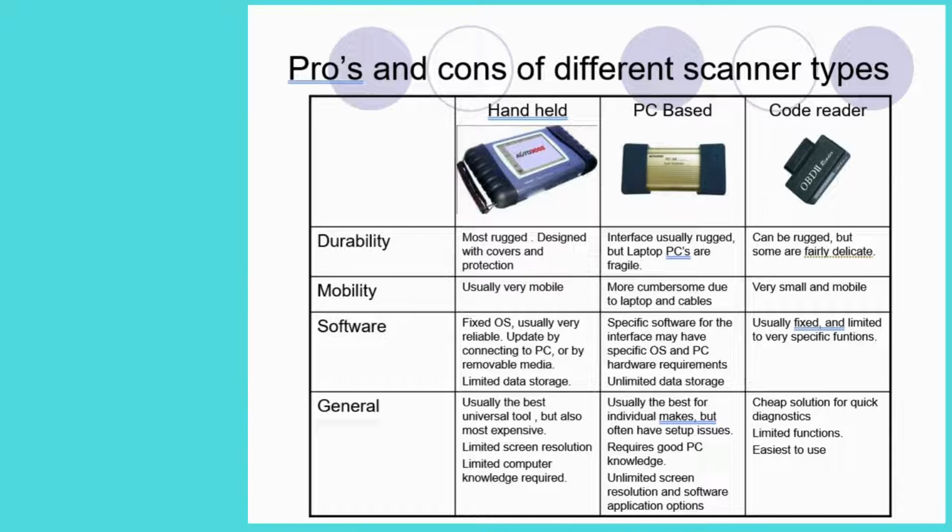In general, the handheld is the best universal tool, but is also the most expensive. It has limited screen resolution, but requires limited computer knowledge to operate. The PC-based setup is usually the best for individual makes, but often has setup issues. It requires good PC knowledge. It has unlimited screen resolution and software application options. The code reader is a cheap solution for quick diagnostics. It has limited functions and is easiest to use.